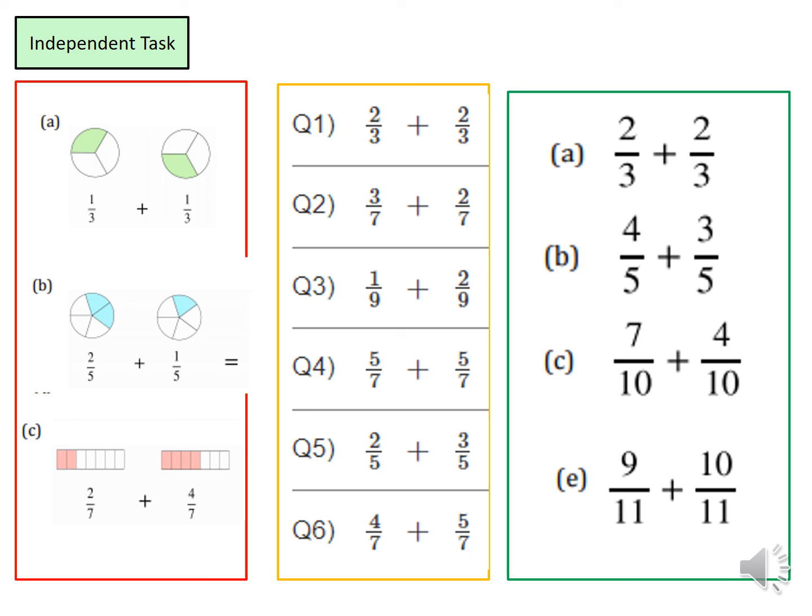Okay, we have now come on to the main task. What I would like you to do is to do 3 from the red, 4 from the amber, and 3 from the green. If you have any improper fractions, please convert them into mixed numbers. So I'll pause it at this screen to have a go at these questions, and then on the next slide we have one more task.